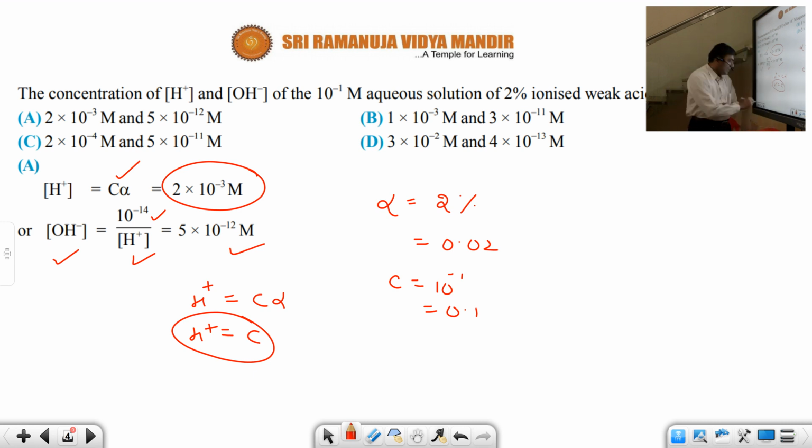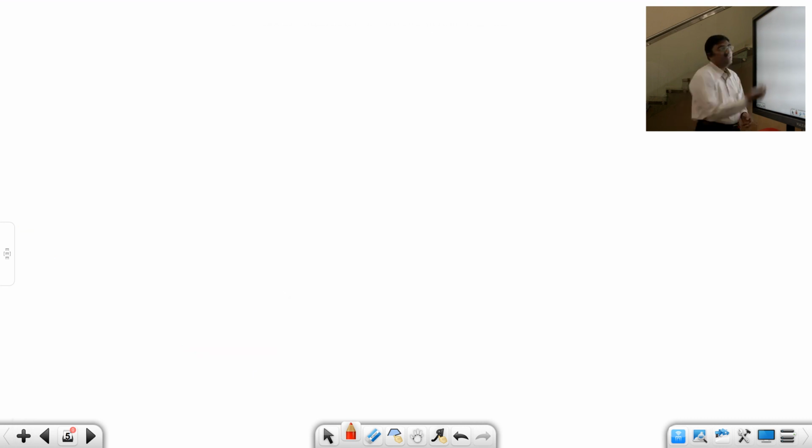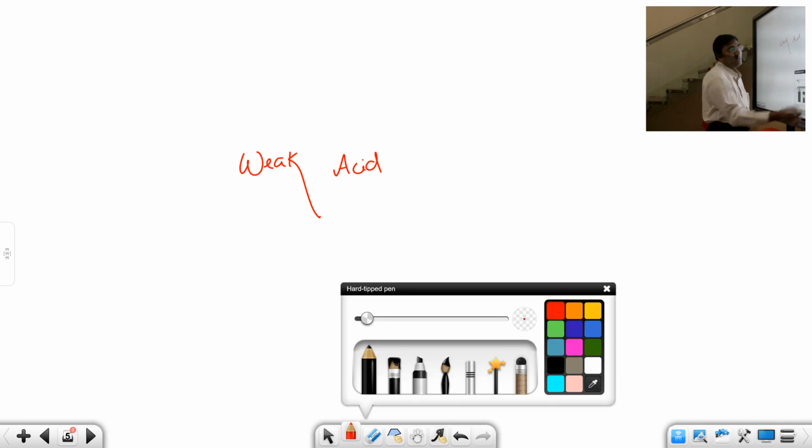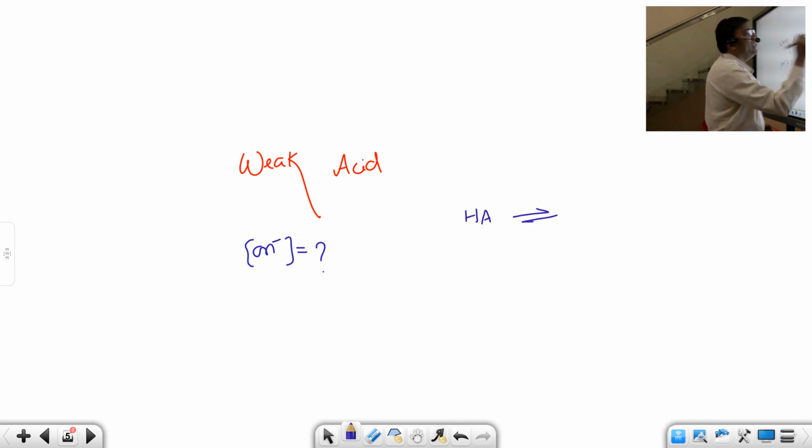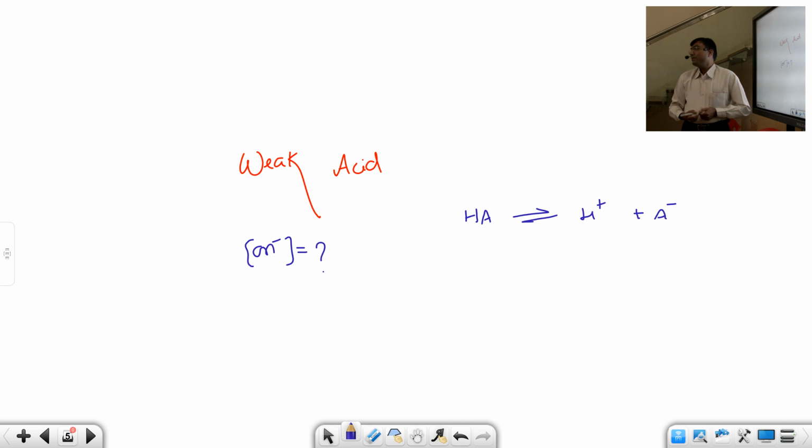You may ask a question, sir: you are given a weak acid. It's a weak acid. Now in the question here, hydroxyl ion concentrations are asked. How will hydroxyl ion concentrations come from a weak acid? Because a weak acid, for example HA, if there is equilibrium, is going to offer H plus ions. Where are the OH minus ions coming from?